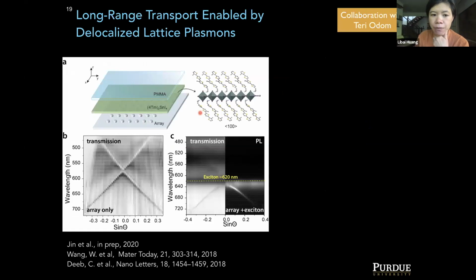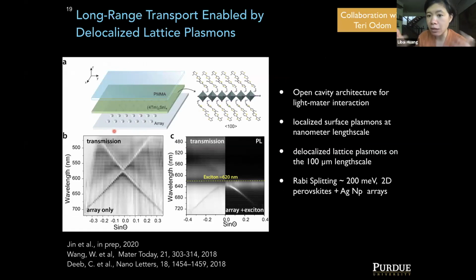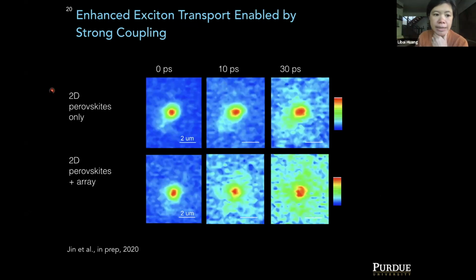And so in the very recent work that we've done in collaboration with Theodore's group, we have started to use this kind of strategy and use a silver nanoparticle array as a cavity to induce these very delocalized polariton states. The initial research we did is on excitons in two-dimensional perovskite quantum wells, but this can also be used for molecular systems. In our initial work, indeed, when we have these excitons coupled to this array, which you can think of as an open cavity, you can see much more rapid and long-range exciton transport.